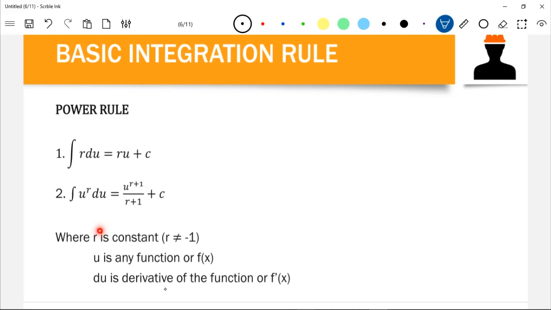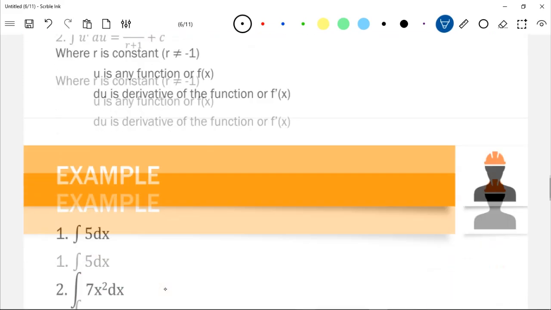Okay? So our r in this case should not be equal to negative 1. And our u here is a function of x. It could be a function of z or a or b. And du here is the derivative of u, the derivative of our function of x, that is our f prime x, or f prime y, f prime z, depending on the given variable. Okay, so let's try to solve the problems.